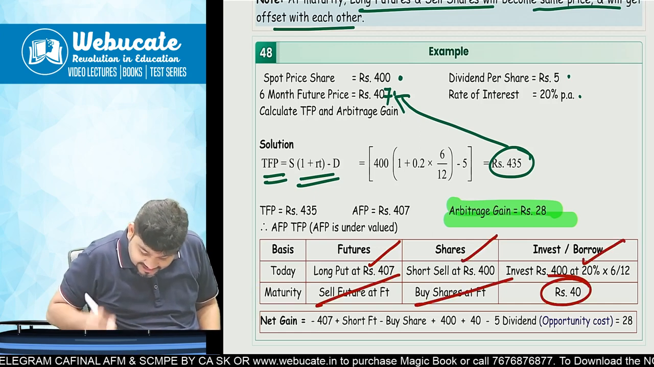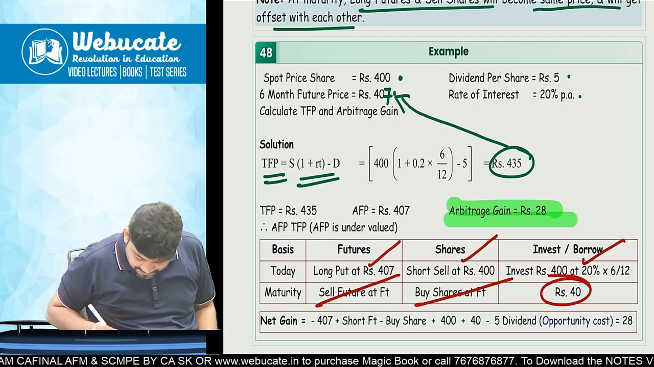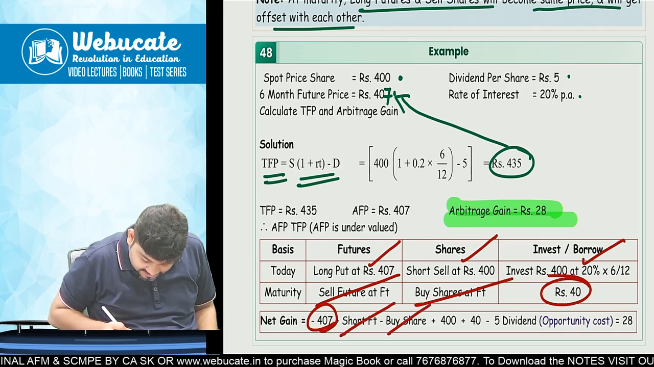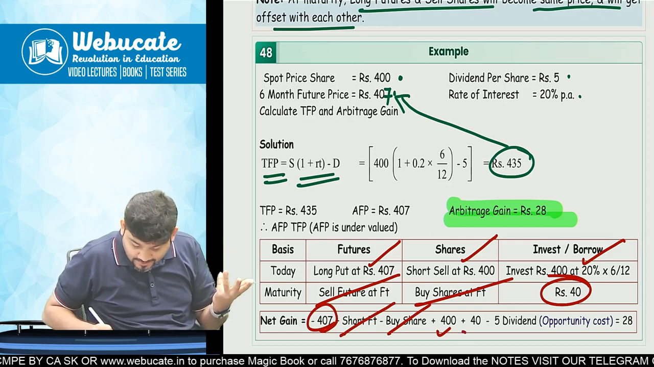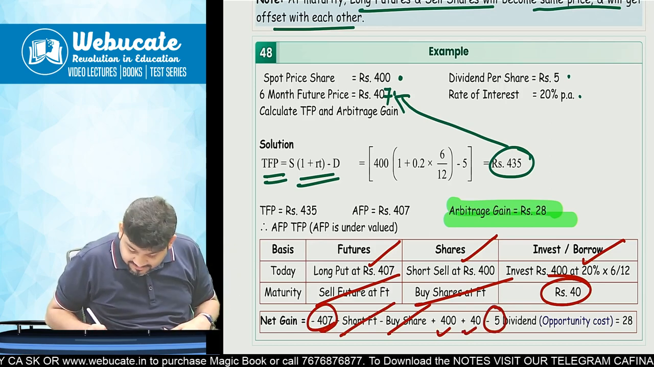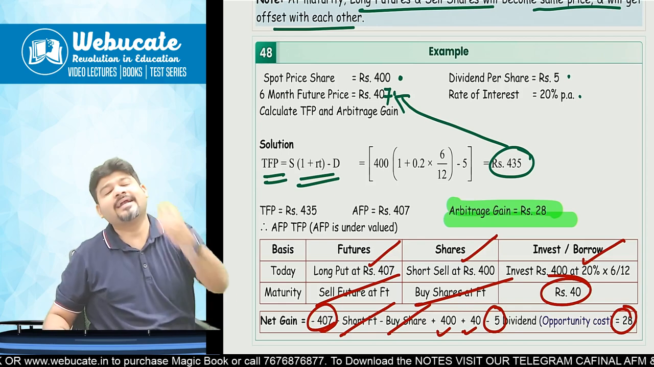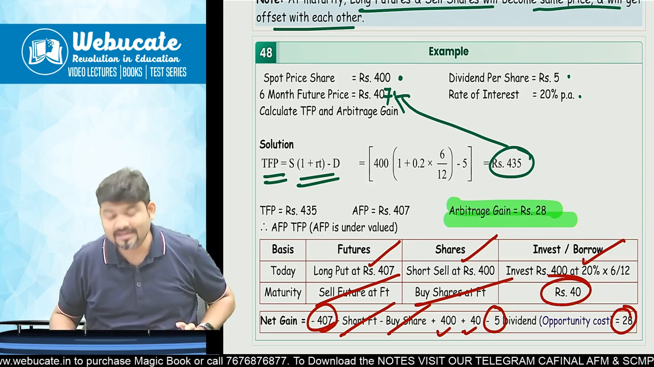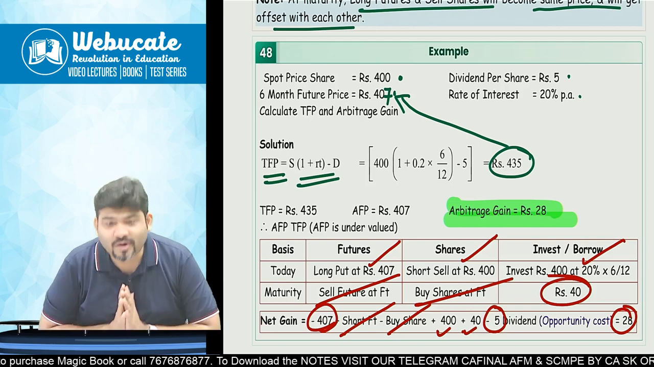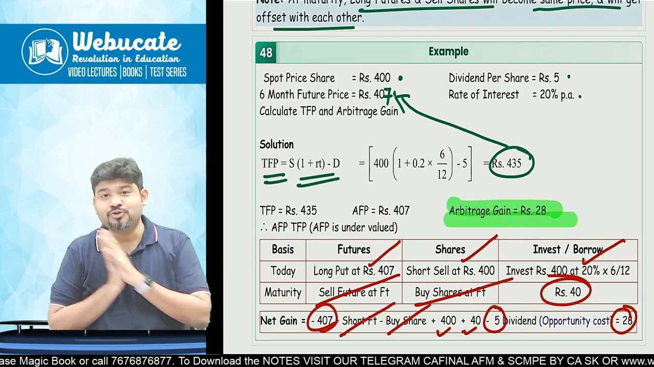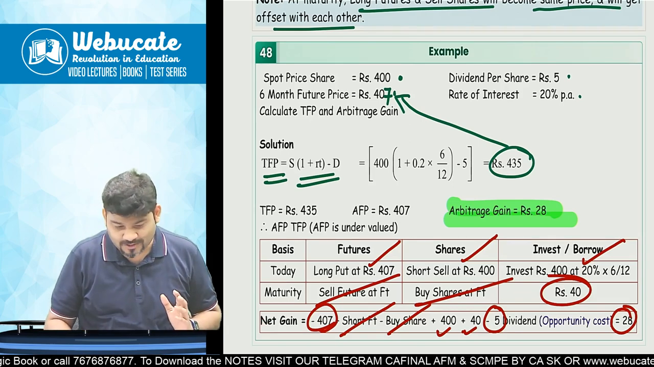Buy futures, sell shares, offset. So minus 407, this will offset. 400 is your selling of shares, getting money, which you invested, earn 40 rupees. Dividend is the opportunity cost. So 28 is your net profit that you will get. Are you clear, everybody? With this, the futures part is also completed.